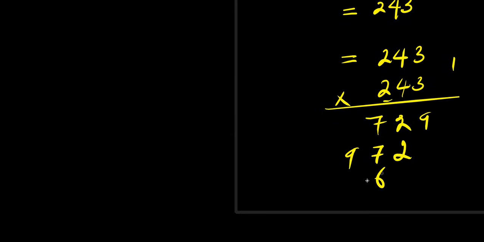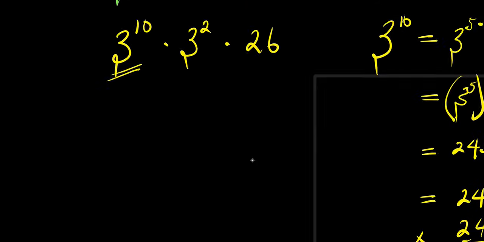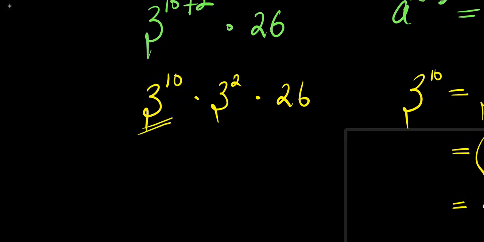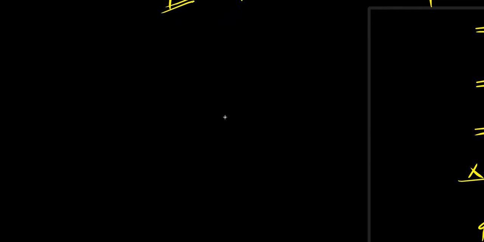2 times 3, 6. 2 times 4, 8. 2 times 2, 4. We add up. This is 9, this is 4, this is 20, 0 carry over 2. 11 plus this is 9, this is 5, 90, 4, 9. So from here, this is 59049.